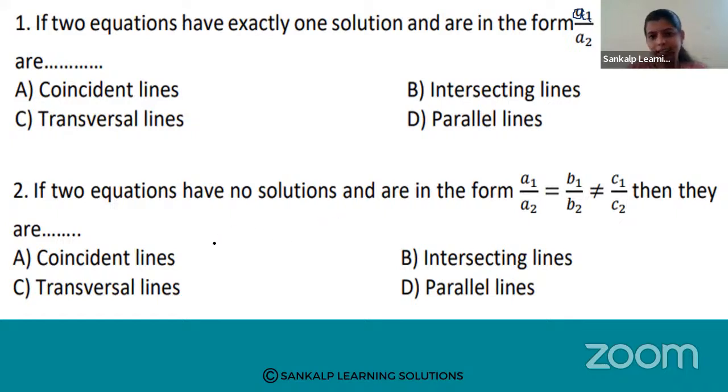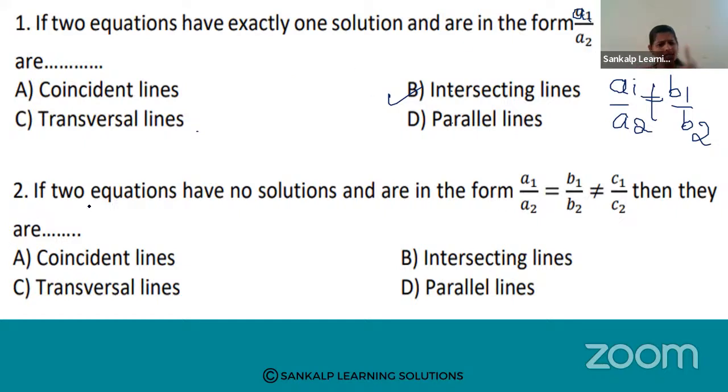So then what will the result be? You will get the result a1 divided by a2 is not equal to b1 divided by b2, as given. Then are they coincident lines, intersecting lines, transverse lines or parallel lines? Which type of lines will you get? Is it coincident, parallel, transverse or intersecting? Yes, the two lines are intersecting, right? So when two lines are intersecting, only then will you get this type of result.